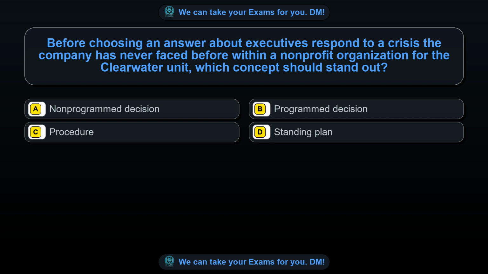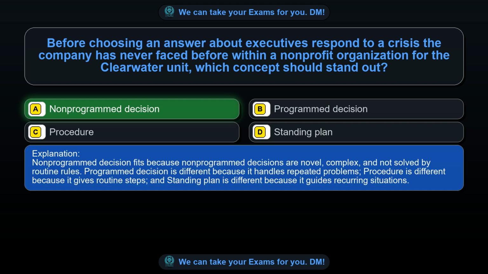Question 82. Before choosing an answer about executives responding to a crisis the company has never faced before within a non-profit organization for the Clearwater unit, which concept should stand out? Option A, non-program decision. Option B, program decision. Option C, procedure. Option D, standing plan. The correct answer is option A, non-program decision.